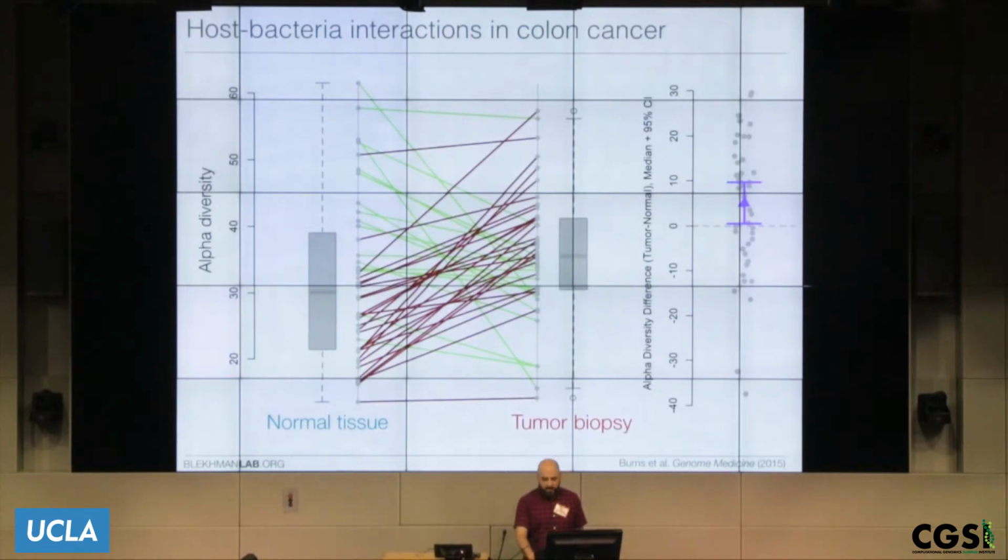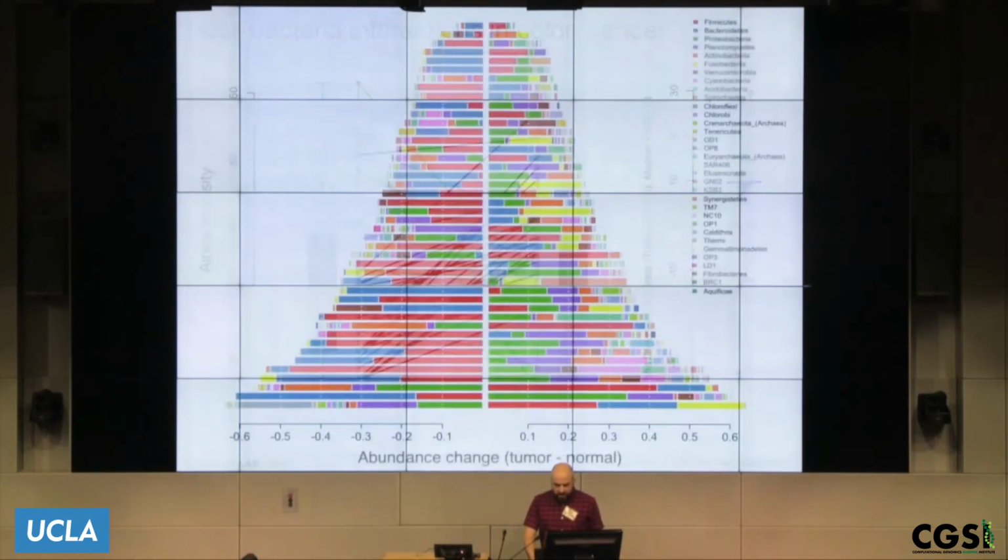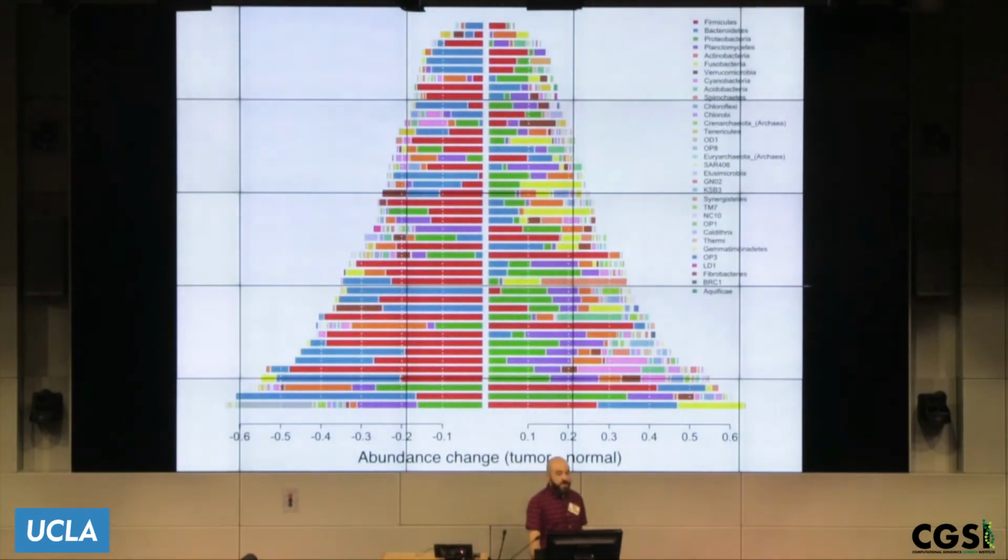Other questions? All right. So we see this increase in diversity. We can also look at changes in the taxonomic composition of the microbiome. This is a figure that Michael really likes. He calls it the Christmas tree plot. It shows the difference in the composition of the entire microbiome in paired samples, normal and tumor from the same individual. Each row represents a single individual, and for each individual you have the change in abundance, not the actual abundance, from the tumor to the normal sample.